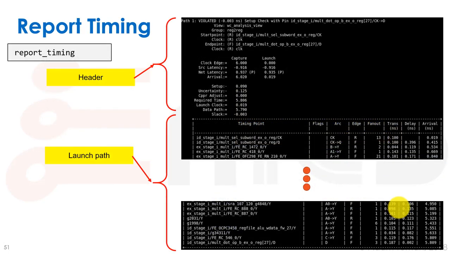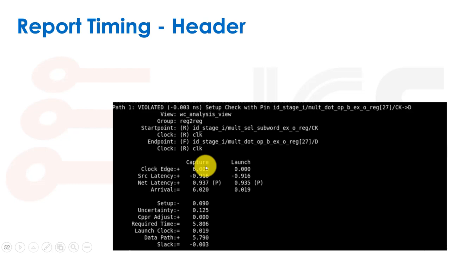So when we type report timing, we're going to get this long, long output. You see these three dots mean that this was a very, very long list here. And it has two parts. One part is the header, and the second part is the launch path. That's what, at least, Innovus is usually going to show when we write report timing.